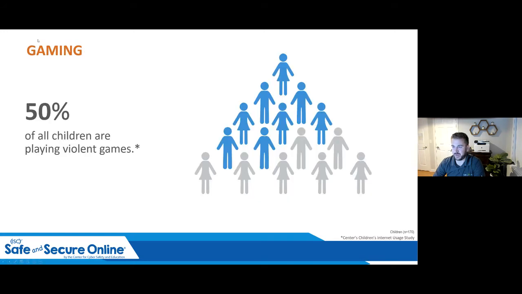So you can go to the next slide here. 50% of kids are playing violent video games today. And that definition of violence can be a little bit different because, like I said, in Fortnite, you're using weapons to kill other people, but it's still rated E for everyone. There is effectively not an age limit on it.